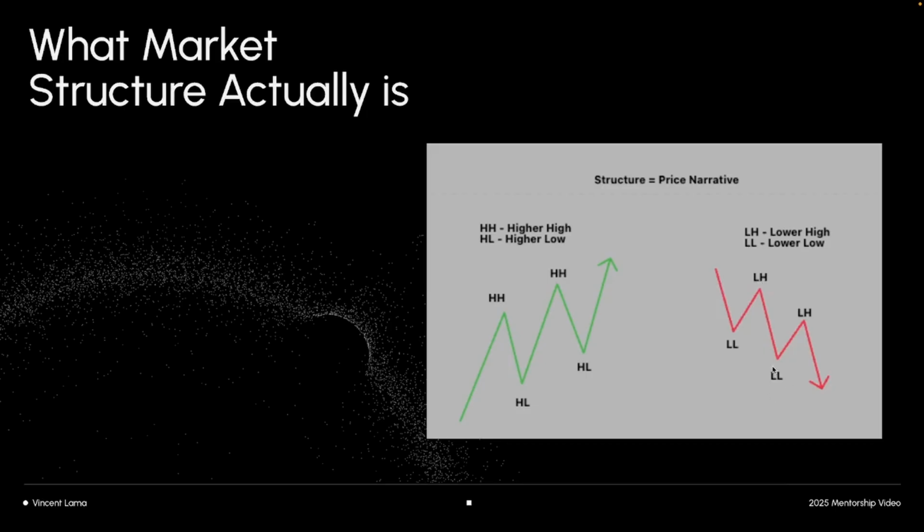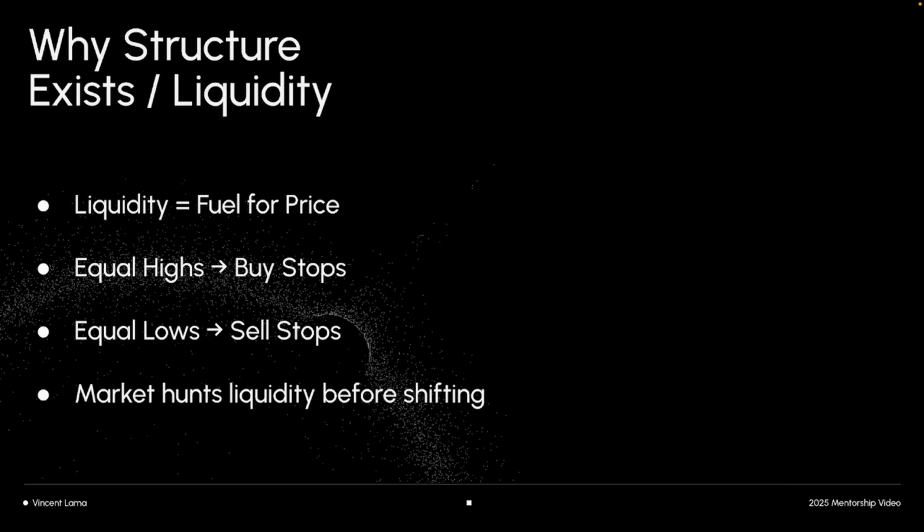Think of it like reading chapters. Each swing tells you where we are in the book. So, what is the point of market structure, and why does it exist? Price doesn't just move randomly, it moves to take liquidity. Liquidity sits above equal highs, below equal lows, and at obvious support and resistance zones. That's why the market runs one side before reversing. It's collecting orders before delivering in the real direction.